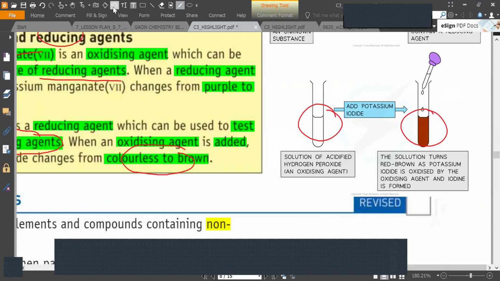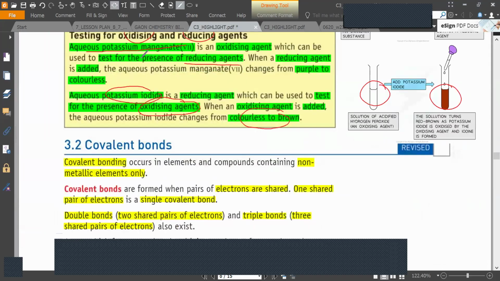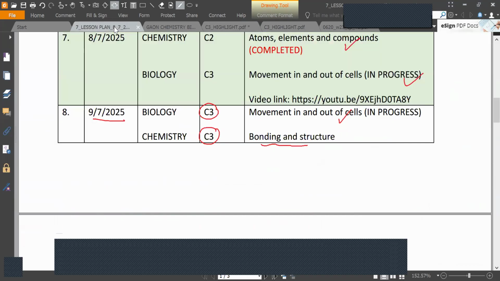So the time is perfect, we can stop here. Tomorrow we will continue with what is meant by covalent bonding. So this is our progress: unit 3 in progress.